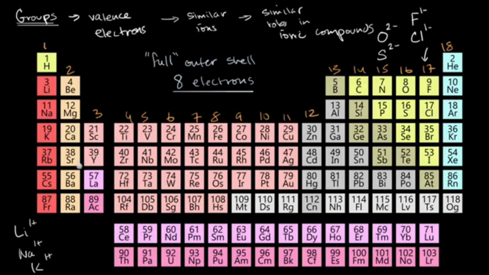Now, what about these group 2 elements, also known as the alkaline earth metals? Well, once again, it's easier for them to lose 2 electrons than for them to gain 6 to have a full outer shell. So you'll typically see beryllium having a +2 charge. It would have lost those 2 electrons. Magnesium as having a +2 charge. Calcium as having a +2 charge.